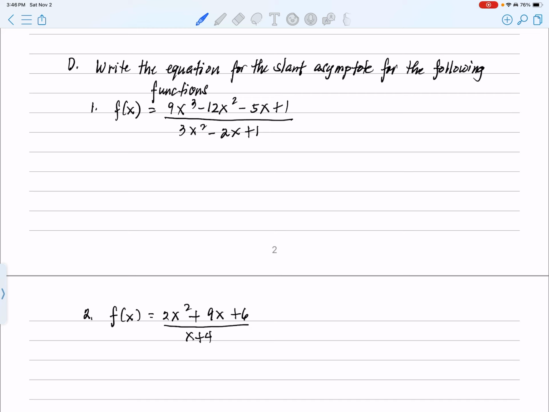Okay, so let's do this. 9x to the third power minus 12x squared minus 5x plus 1 divided by 3x squared minus 2x. Okay, if we're going to do long division, let's do the long division here. 9x to the third, 12x squared minus 5x plus 1.